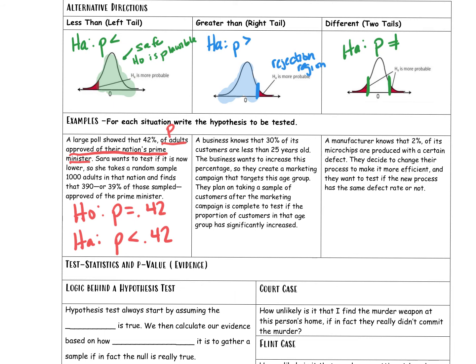That is key when you write these, so be careful with that. Make sure you're always writing a parameter here, and that these numbers are always the same. The only thing you're going to change is the sign in the middle. So look at the next one.